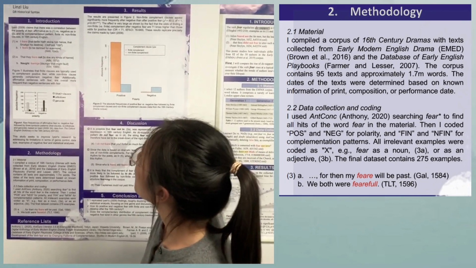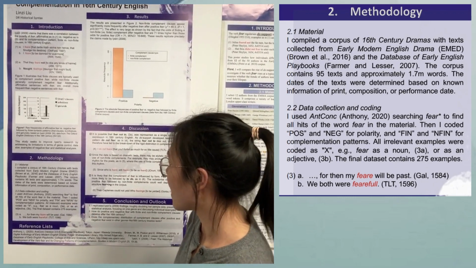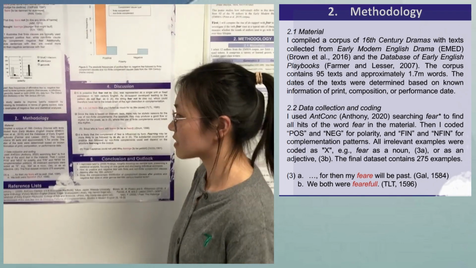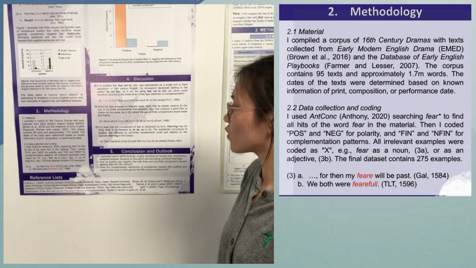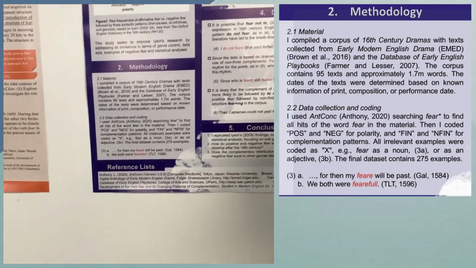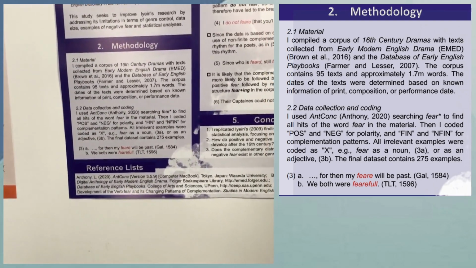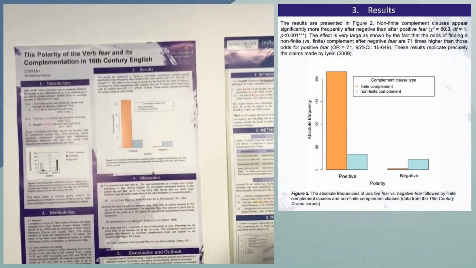Fin is 1a and 2b. Nfin is 1b and 2a. And all irrelevant examples coded as x. And they could be nouns, adjectives, and they could be anything totally different. And the final dataset contains 275 examples. And let's move on to the results.